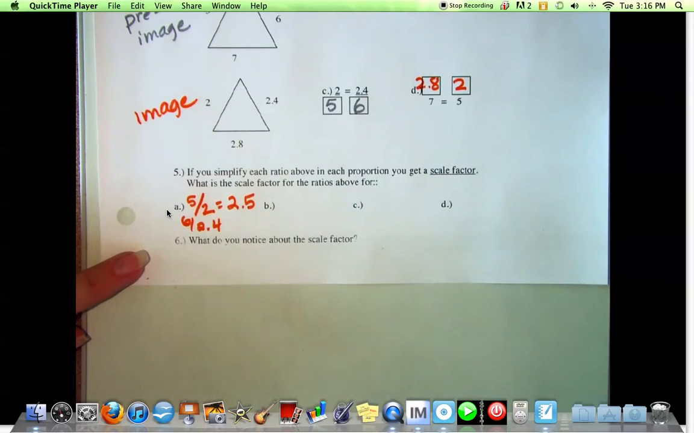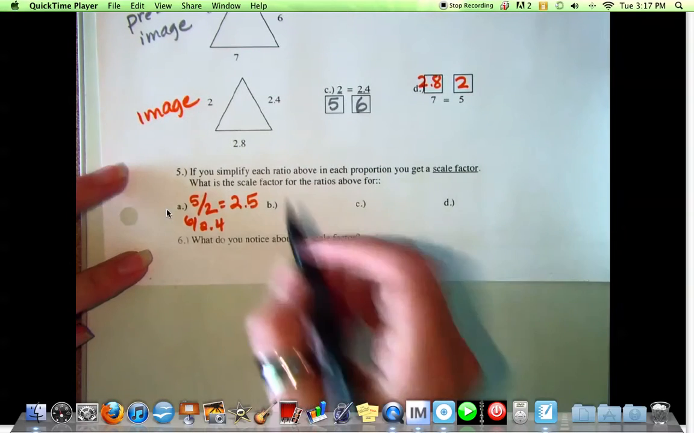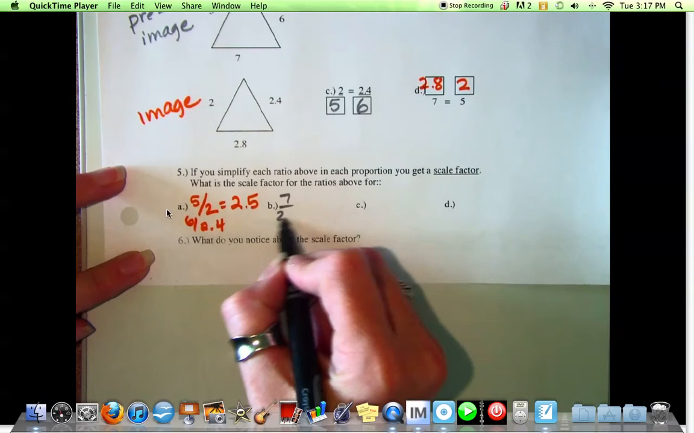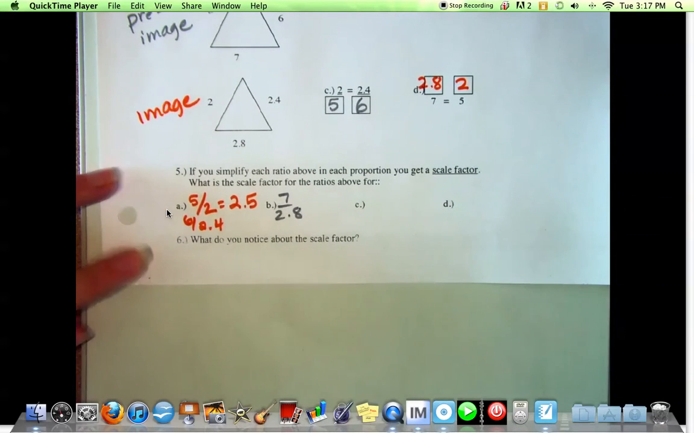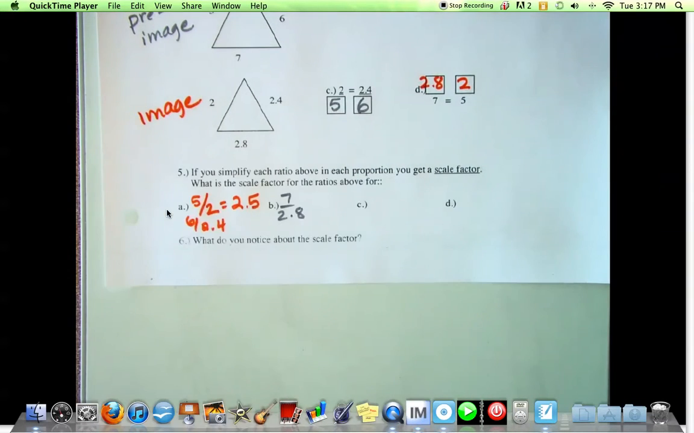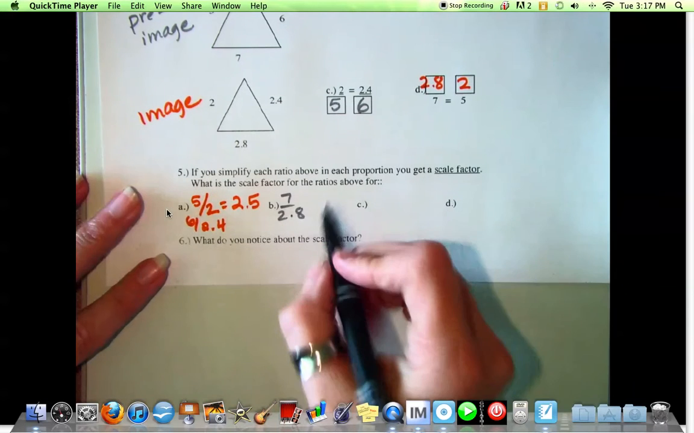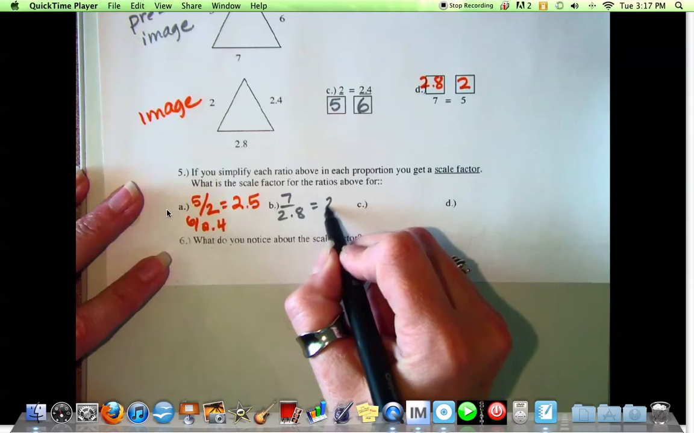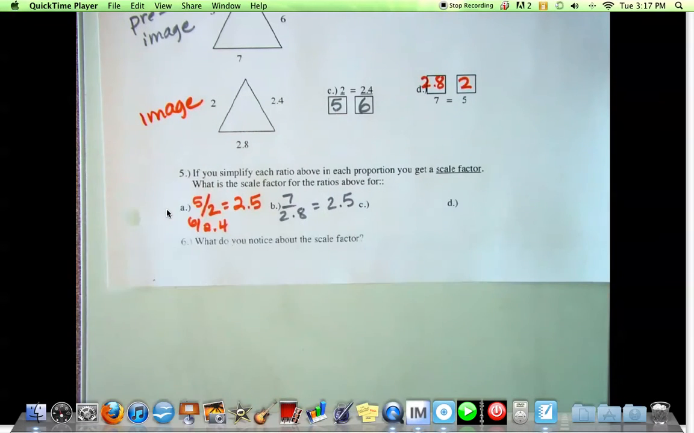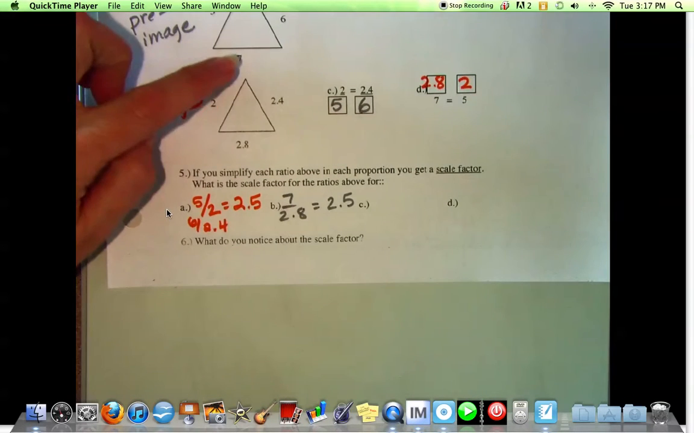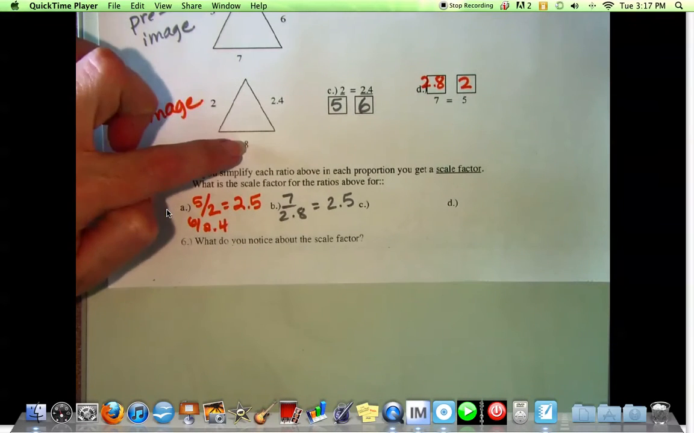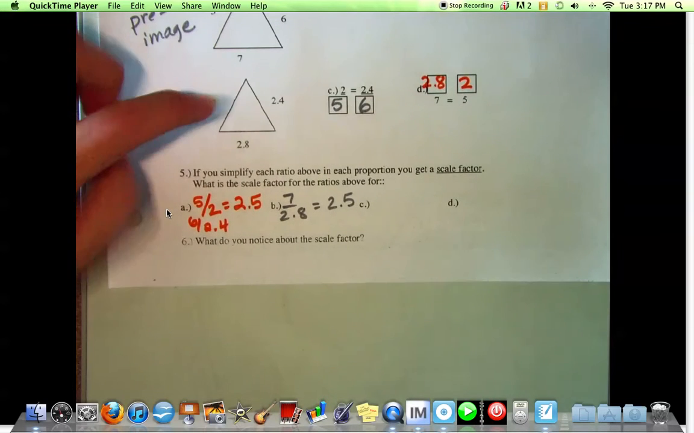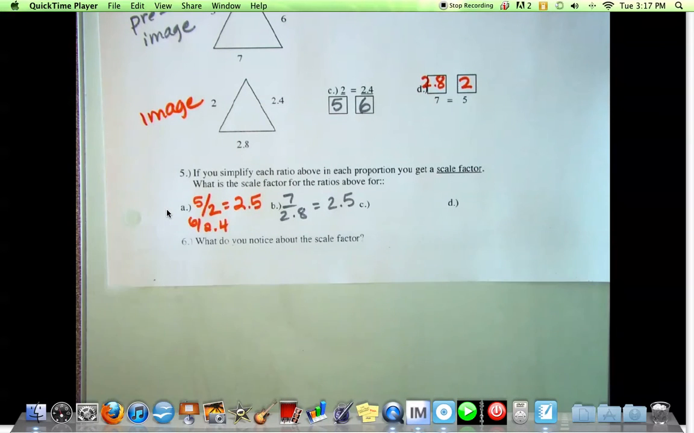For B, we have 7 to 2.8. So 7 divided by 2.8 gives us 2.5. We should expect that this ratio will be the same as this ratio because they're similar figures.